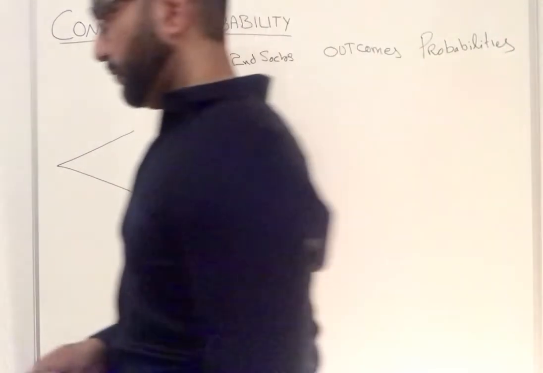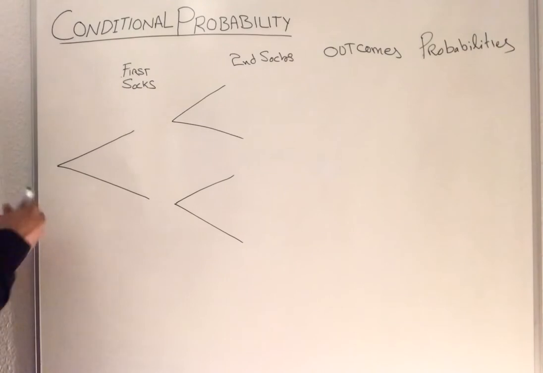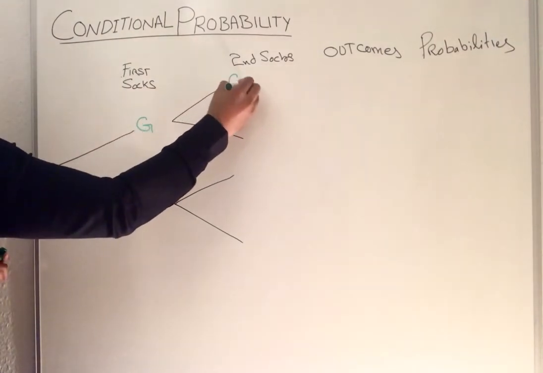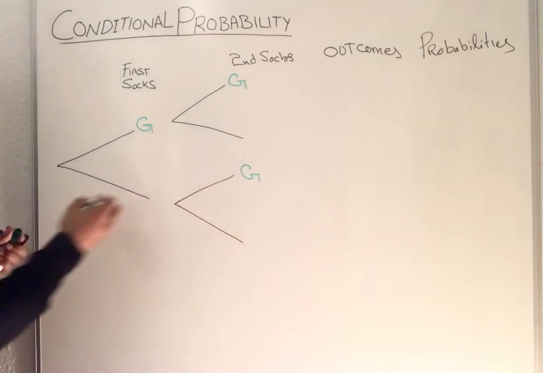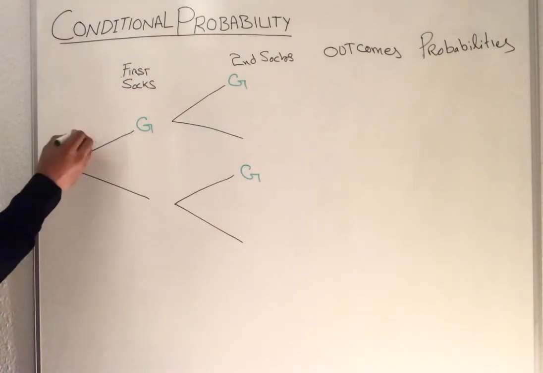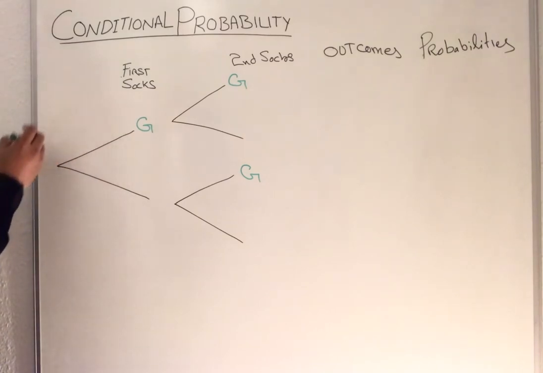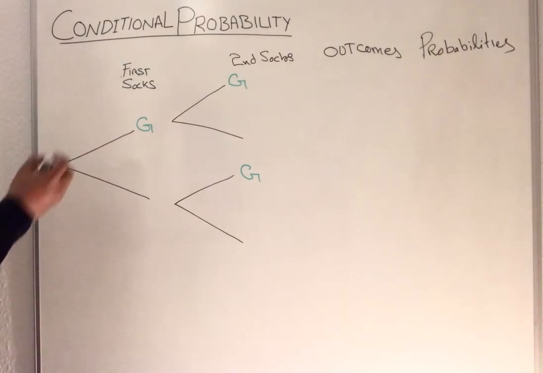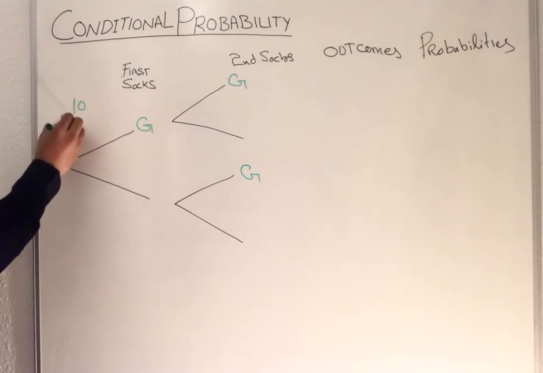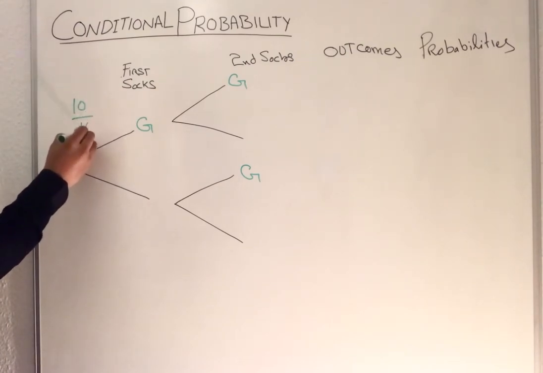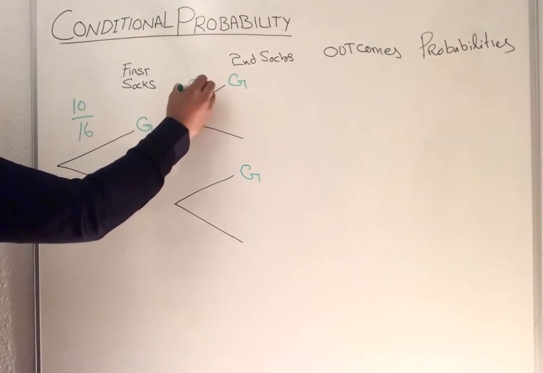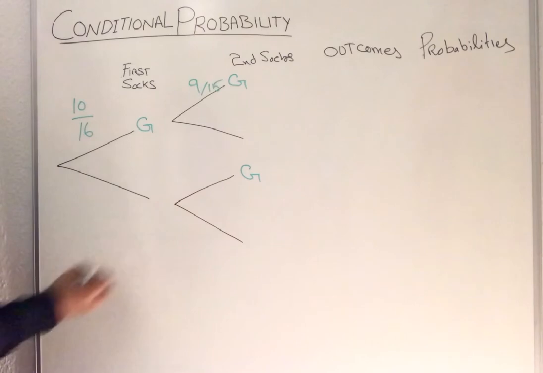Right, so we need to write down in here, so that becomes green, green, and green. So what is the probability of green? We need to write down. Total was 10 greens in there, and total outcomes is 16. So 10 out of 16, and one green is gone, so 9 out of 15 left.